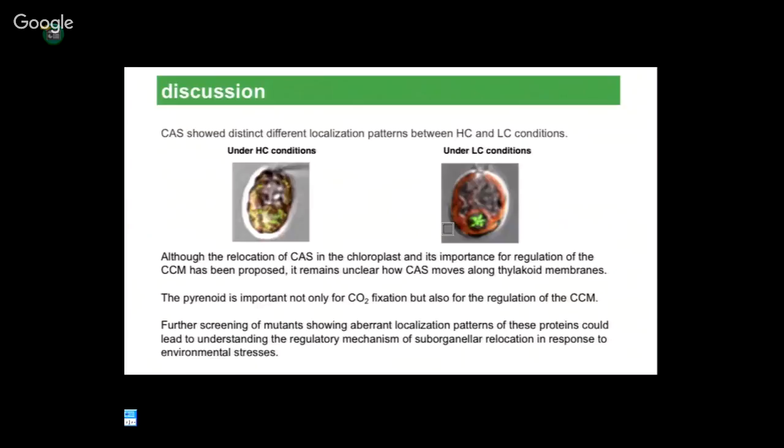When the CO2 condition is changed from high CO2 to low CO2, the protein is modified by post-translational modifications, such as phosphorylations. If its movement is dependent on energy, can you inhibit it? Can you inhibit this movement by adding some reagent?